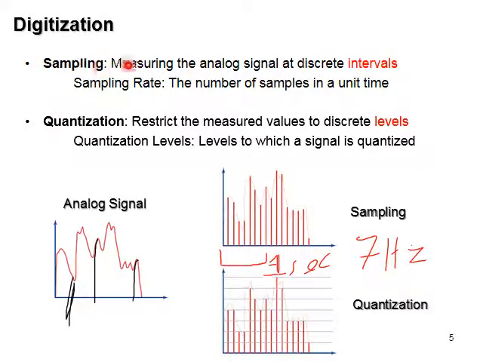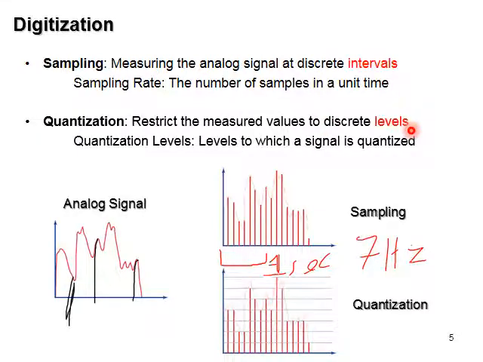Now, this is the first step of digitization. What is the second step? The second step is called quantization. So what is quantization? Sampling is just measuring the value of that signal at certain time points. Quantization, again, is restricting the measured values to discrete levels.